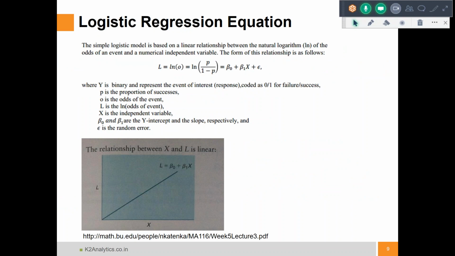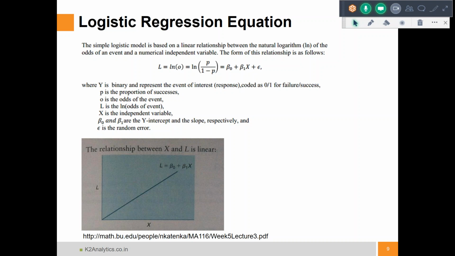So logistic regression is based on a linear relationship between the natural logarithm of the odds of an event. What is odds of an event? Probability of event occurring divided by probability of event not occurring, and a numerical independent variable. The form of this relationship is L is equal to ln O, equal to ln P upon 1 minus P, is equal to beta 0 plus beta 1 x. That error term is to be ignored.